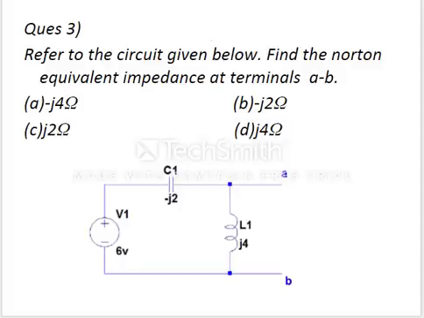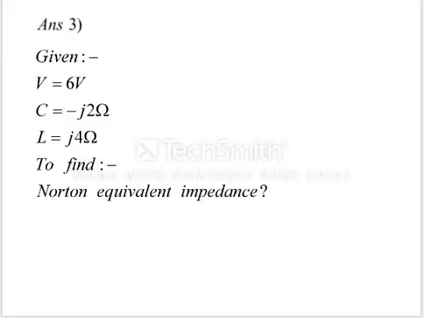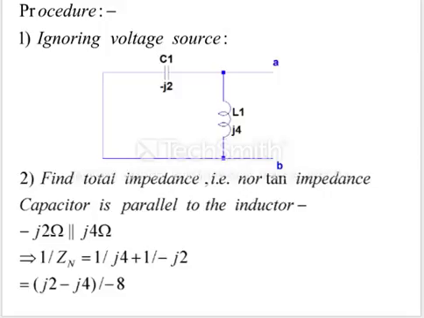Next question is that we have to find the Norton equivalent impedance across the terminals A and B, and the options are given to us. What we are given is the voltage which equals 6 volts, capacitance equal to minus j2 ohms, the inductance equals j4 ohms, and what we have to find is the Norton equivalent impedance. The procedure is that first again we have to ignore the voltage source. For finding the total impedance, which is also called the Norton impedance, we see from the diagram that the capacitor is parallel to the inductor. Hence minus j2 ohms is parallel to j4 ohms.